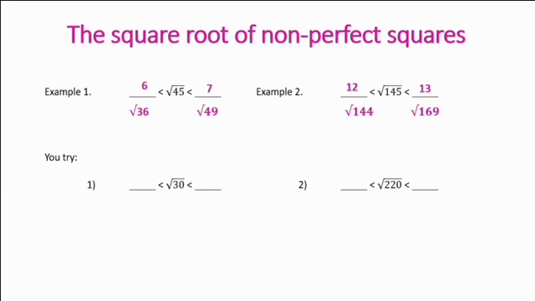Okay, let's see how you did. Did you figure out that the square root of 30 falls between 5 and 6? Good for you. Now, how about the square root of 220? How did you do there? Well, we have to think the square root of 196, which is 14, and the square root of 225, which is 15. So now I know that the square root of 220 falls between the two whole numbers 14 and 15.